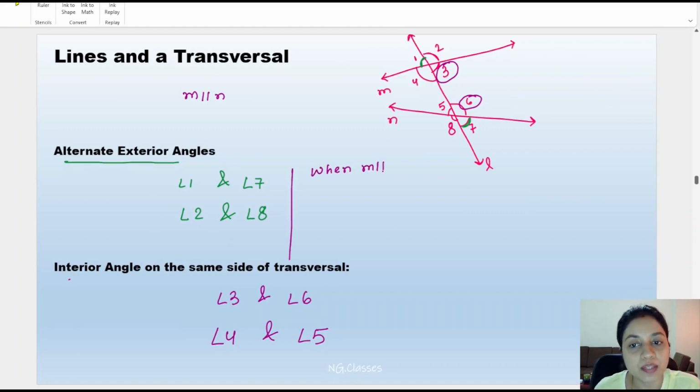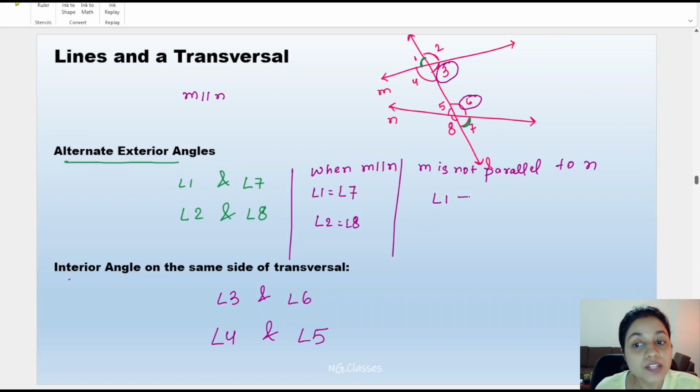Here, when M is parallel to N, then and only then we can say angle 1 is equal to angle 7 and angle 2 is equal to angle 8. And when M is not parallel to N, then we will say angle 1 will not be equal to angle 7 and angle 2 will not be equal to angle 8. Both are alternate exterior angles, but both will not be equal to each other.